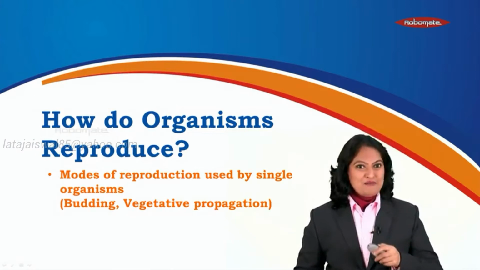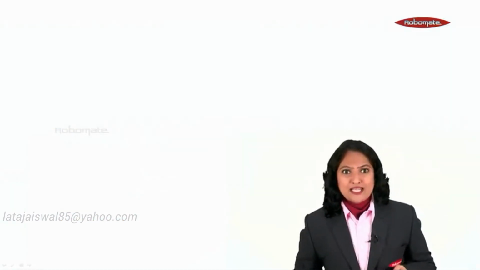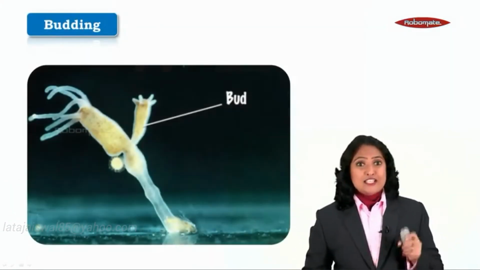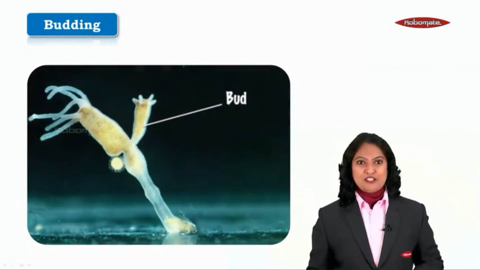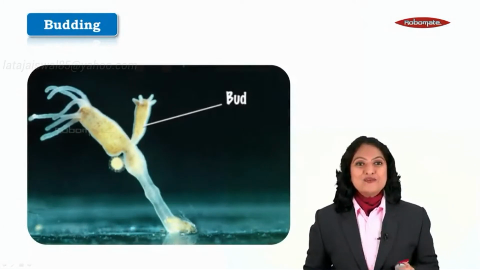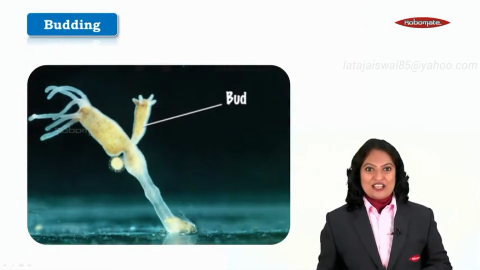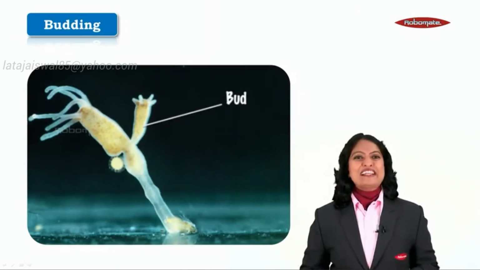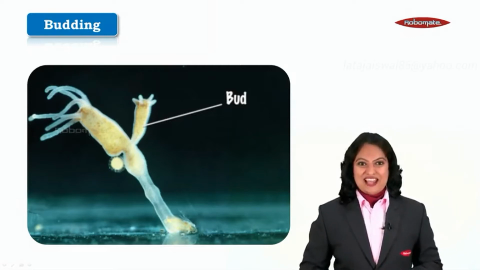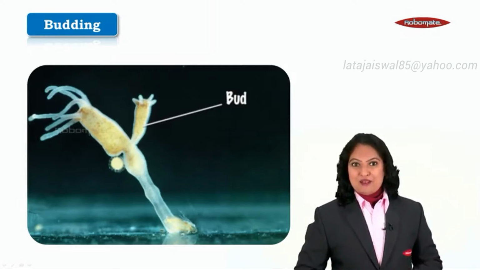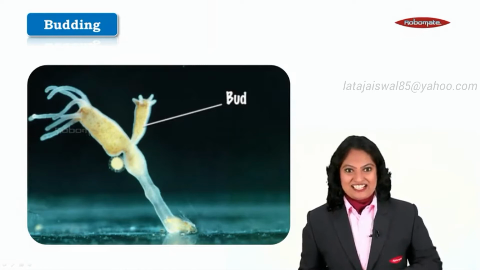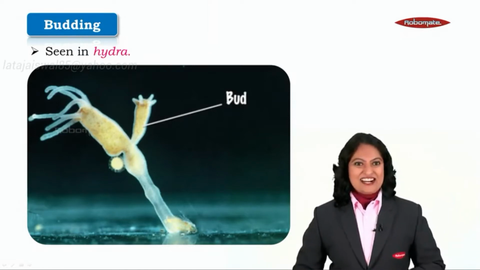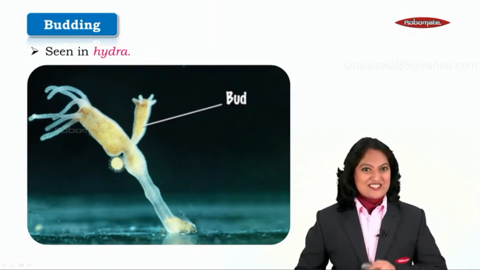You must have all been in a fumble. Budding again? Didn't we study budding in the previous modules? Yes, but that was in a unicellular organism called yeast. Here, we are going to see budding in multicellular organisms, organisms belonging to phylum Coelenterata, for example, Hydra, sea anemones, etc.